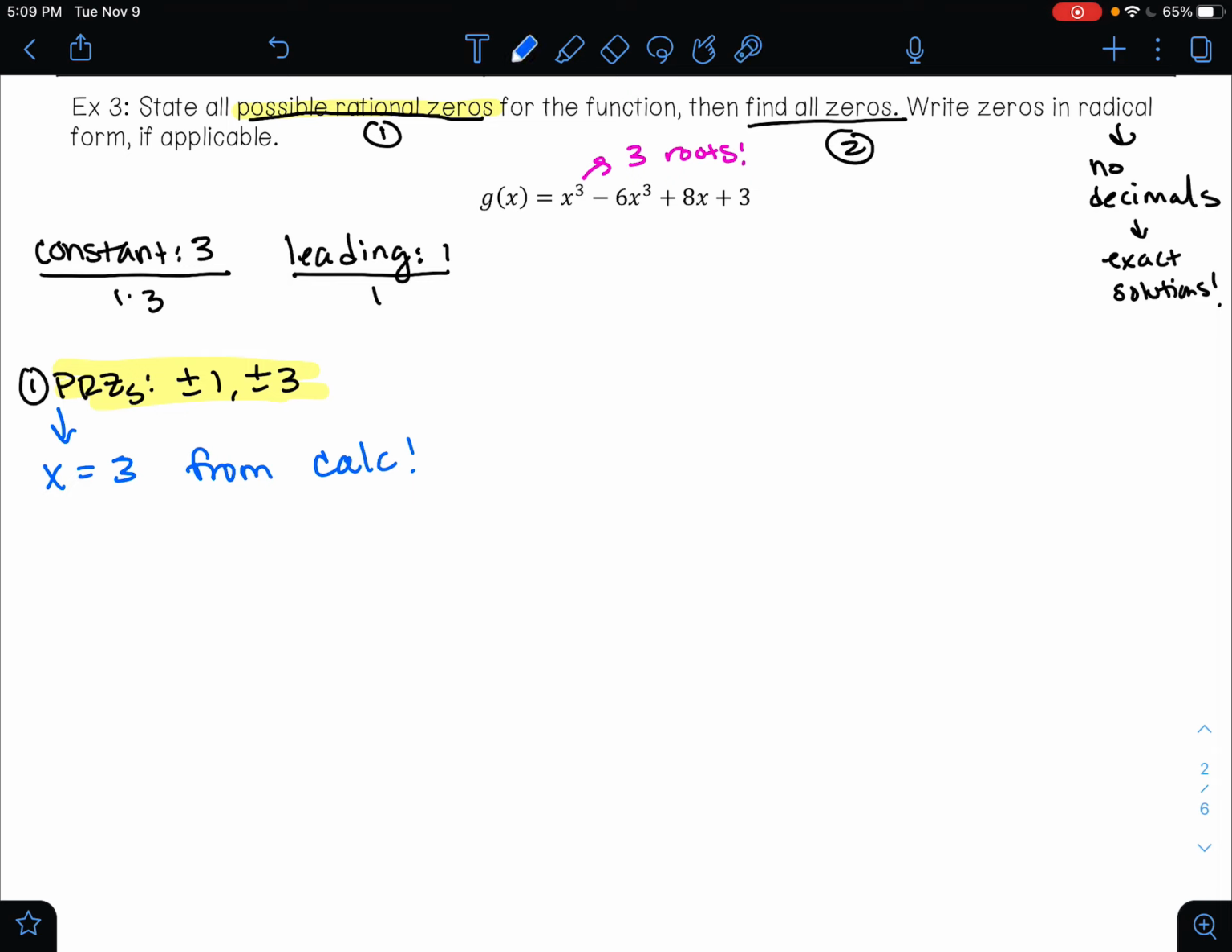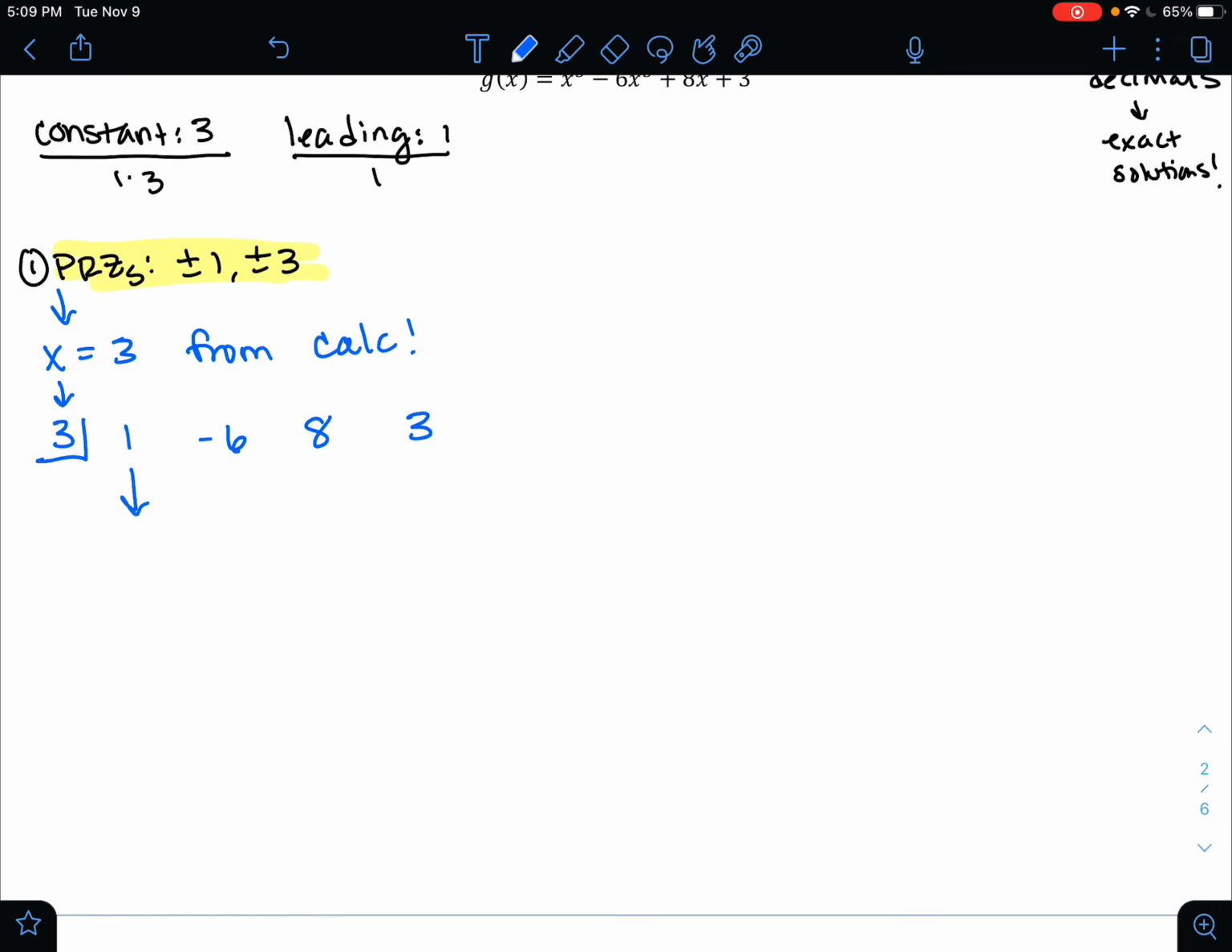So if 3 is a 0, then my coefficients are 1, -6, 8, and 3. I'm going to bring down my leading coefficient. And because this is a 0, I know that I'm going to get 0 right here for my remainder. 3 times 1 is 3. That's going to give me -3. 3 times -3 is -9. That gives me -1. 3 times -1 is -3. That is going to give me 0.